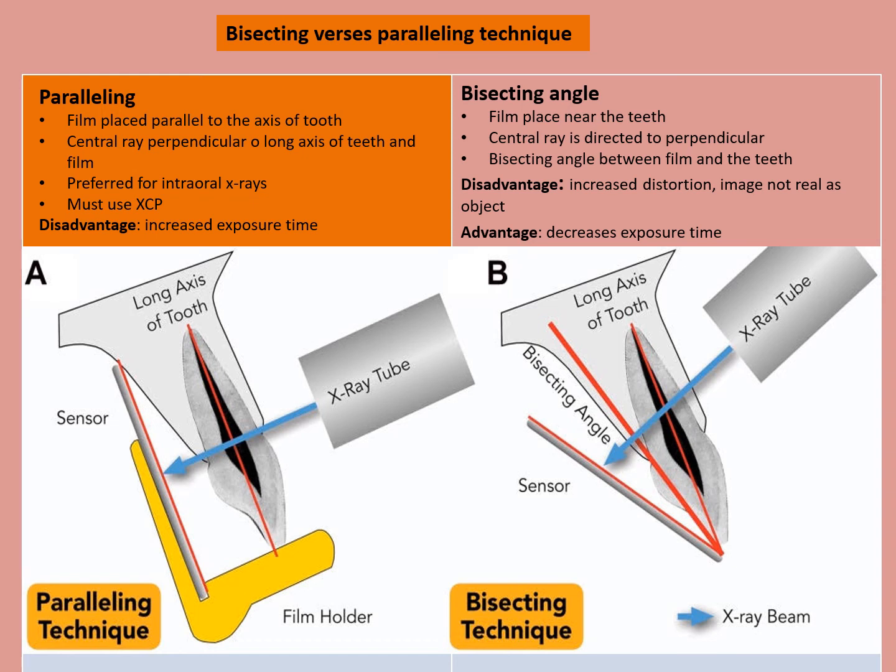Now, in the bisecting angle technique, the tooth and the film are not parallel to each other. Film and tooth are making an angle. Now imagine a bisector that is bisecting this angle. So X-rays are perpendicular to this bisector, not to the tooth or to the film. In this technique, we are using a shorter cone, 8 inches distance between the target and the film. Chances of distortion and magnification are definitely higher, but because of the short cone, exposure time is less. So this is the main advantage of the bisecting angle technique.